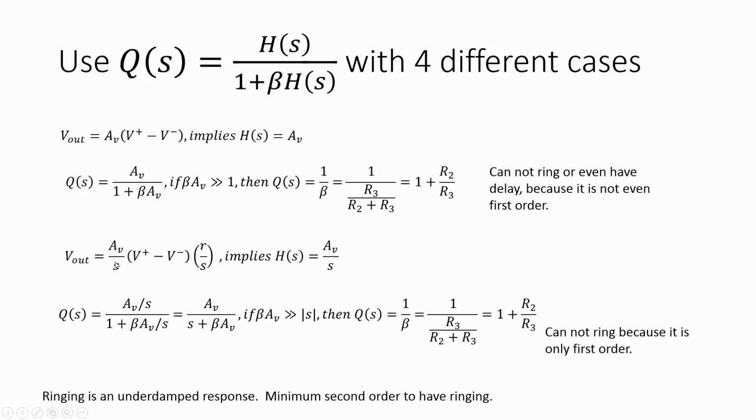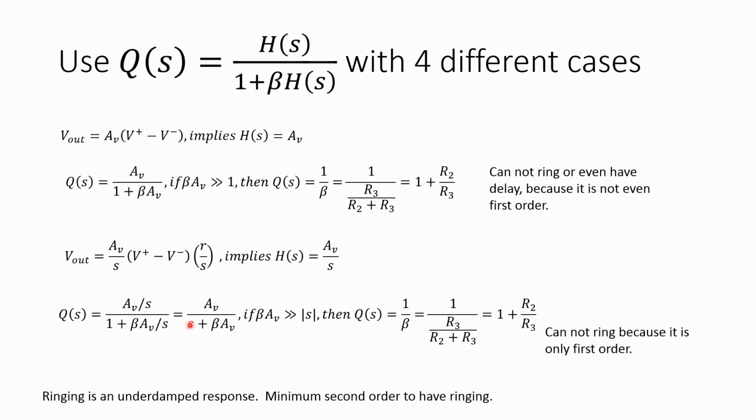Now let's put in the ideal integrator model. That means H(S) is AV divided by S. And in other examples, I've used 2 pi gain bandwidth for AV. I plug that H(S) into this equation. Let's turn on the laser pointer. And I get AV over S plus beta AV. Now before, it was beta AV greater than 1.